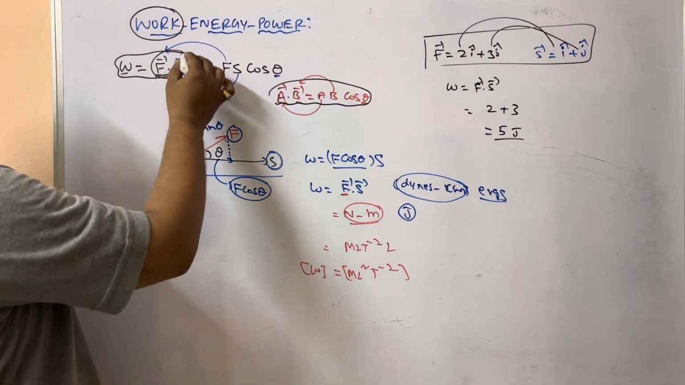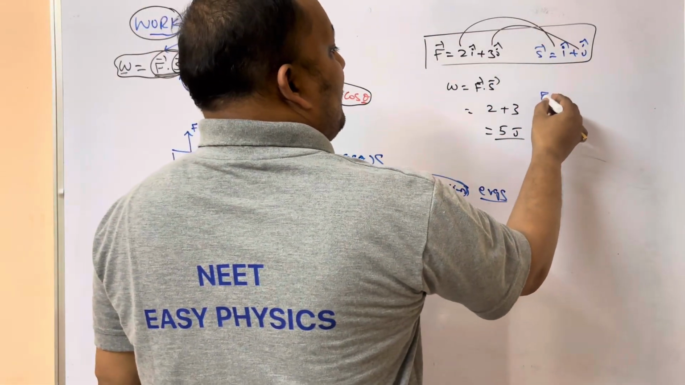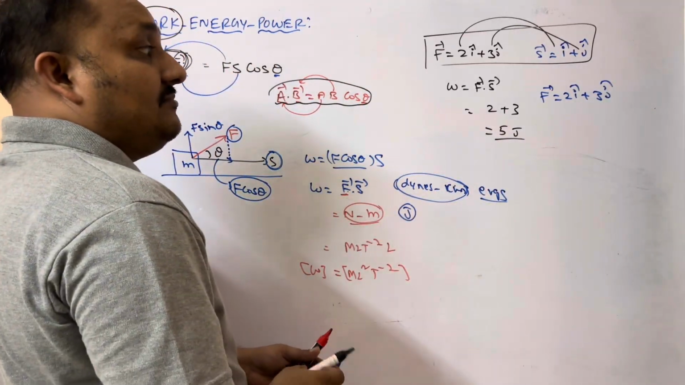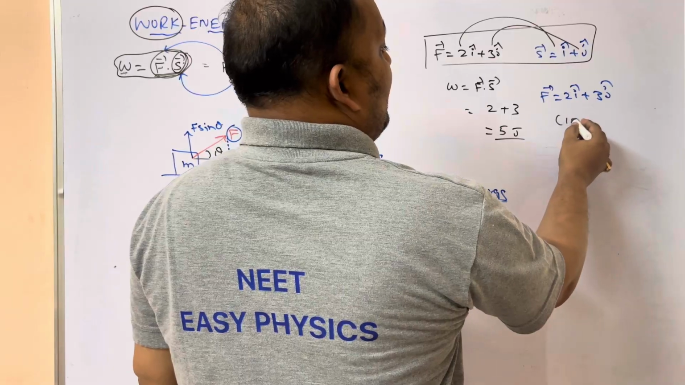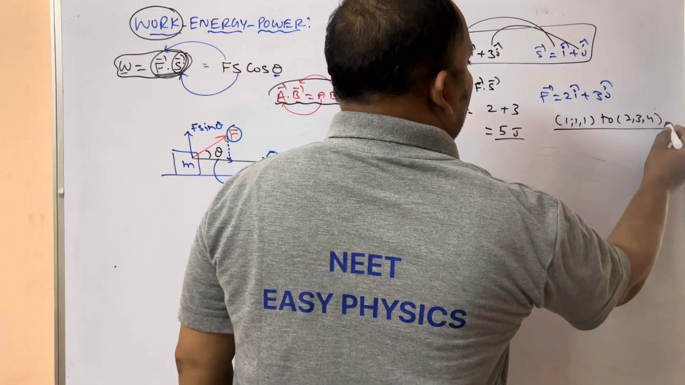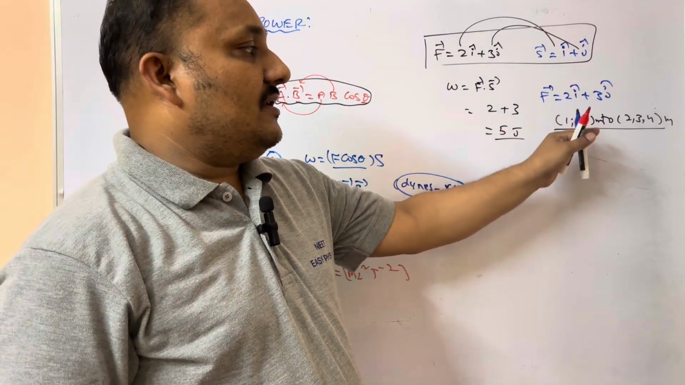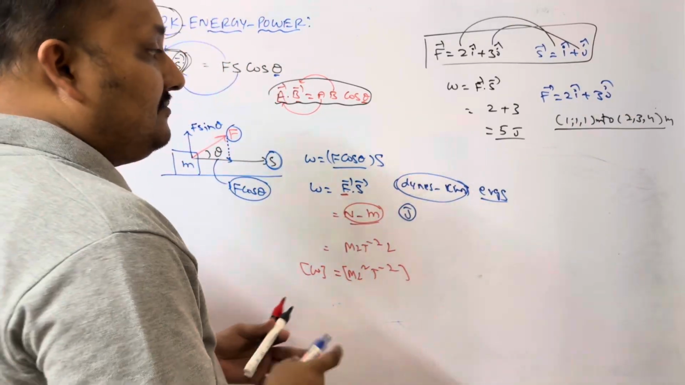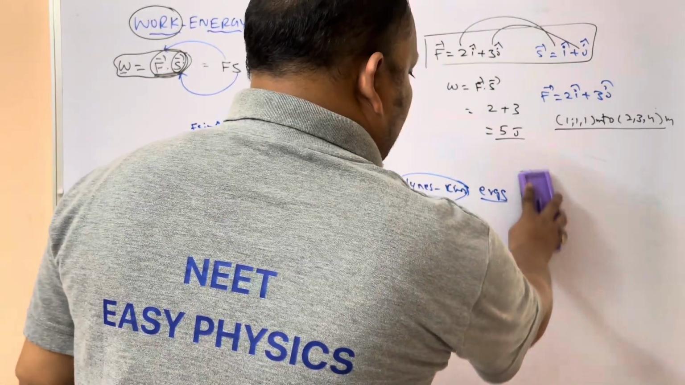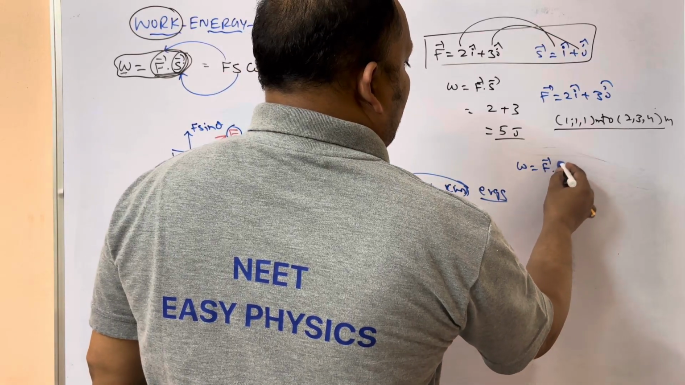Next, the displacement may be given as going from one position to another position. How will they give this? The force they will give like this: F bar is equal to 2i cap plus 3j cap. Then the position of the object changes from 1, 1, 1 to 2, 3, 4 meters. Then how are we going to find the work done? W is equal to, work done is scalar, so W is equal to F bar dot S bar.